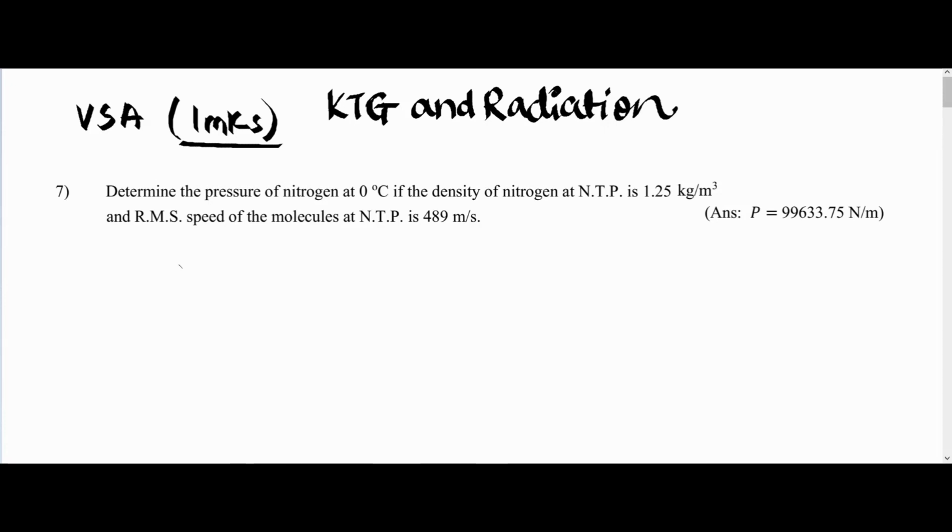Determine the pressure of nitrogen at 0 degree Celsius if the density of nitrogen at normal temperature and pressure is 1.25 kilogram per meter cube and RMS speed of the molecule at normal temperature and pressure is 489 meter per second. Let us write down given.